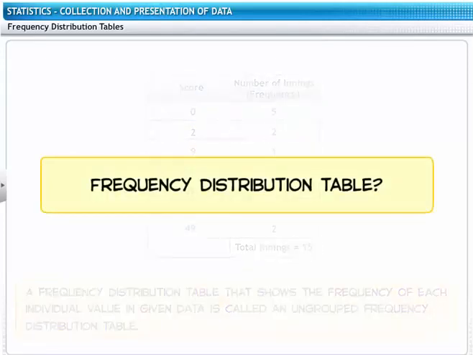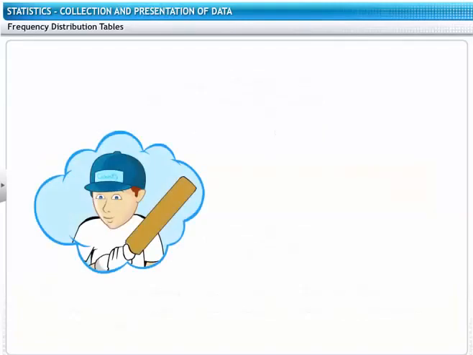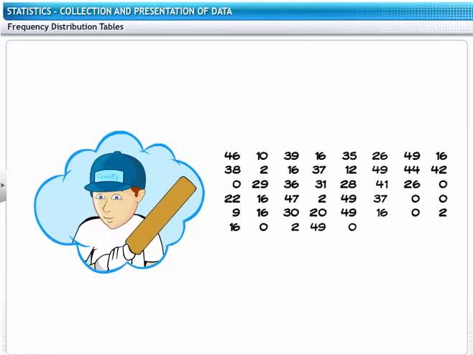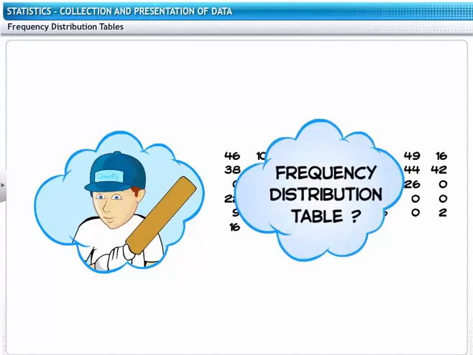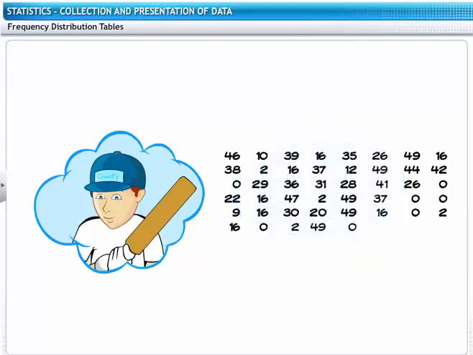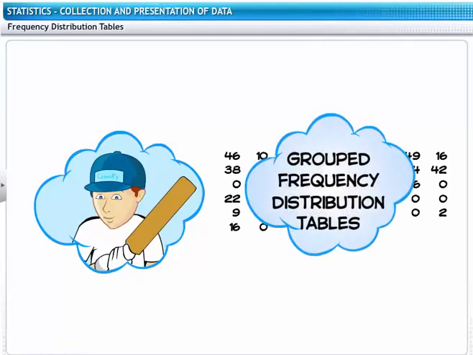Is there any other type of frequency distribution table? Let's find out. Now, consider Mr. Pinch Hitter's scores in the last 45 innings. If we make a frequency distribution table like the one we made before, it would be a long table and difficult to read. When we deal with large amounts of data, we create what we call grouped frequency distribution tables. Let's take a look.